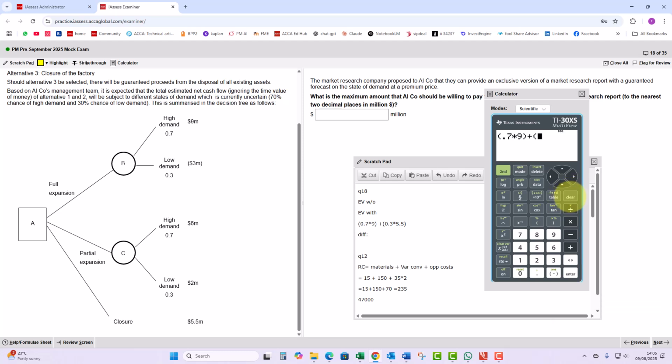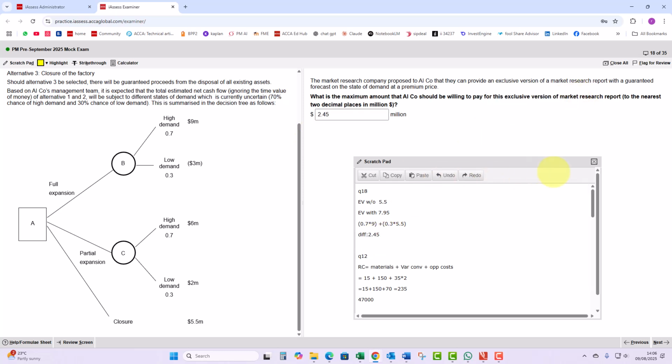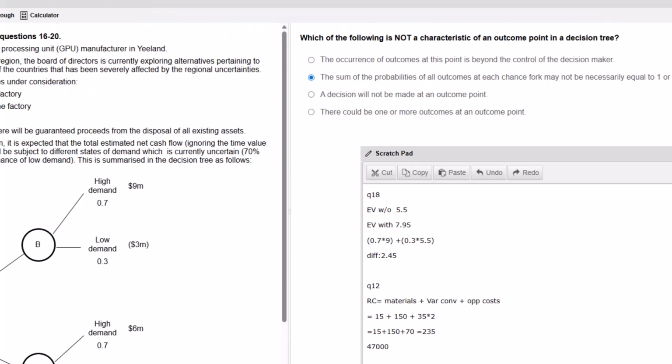So it's 0.7 times 9 plus 0.3 times 5.5, which is 7.95. With this report, we would have an expected value of 7.95. Without was what we chose in the previous question, 5.5. So the difference is 2.45 million. We want it to 2 decimal places, so 2.45. And that's the end of this question, Alco.